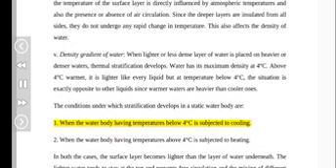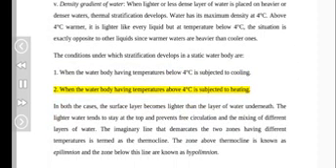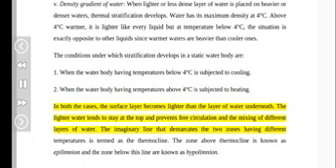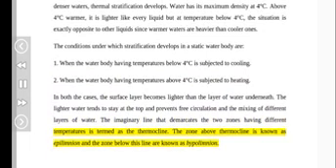The conditions under which stratification develops in a static water body are: 1. When the water body having temperatures below 4 degrees Celsius is subjected to cooling. 2. When the water body having temperatures above 4 degrees Celsius is subjected to heating. In both cases, the surface layer becomes lighter than the layer of water underneath. The lighter water tends to stay at the top and prevents free circulation and mixing of different layers of water. The imaginary line that demarcates the two zones having different temperatures is termed the thermocline. The zone above the thermocline is known as epilimnion and the zone below this line is known as hypolimnion.